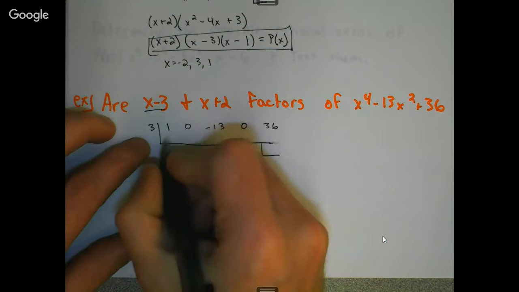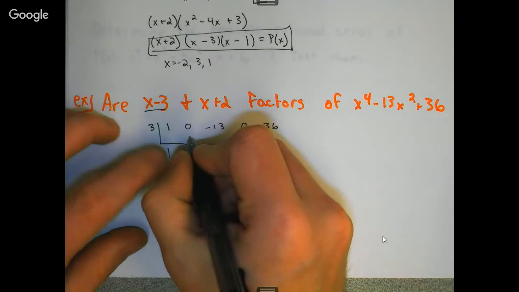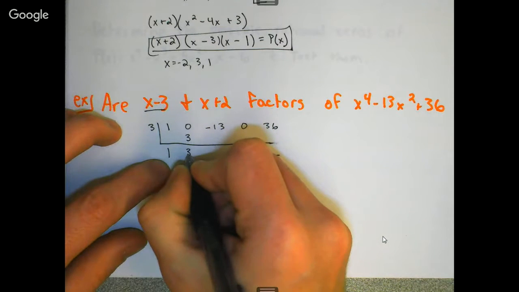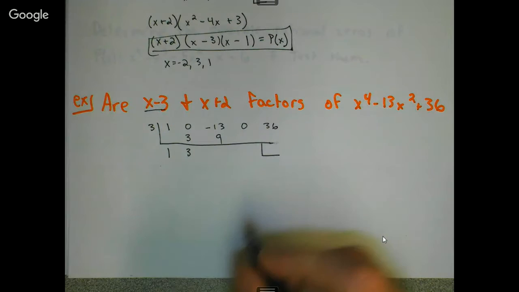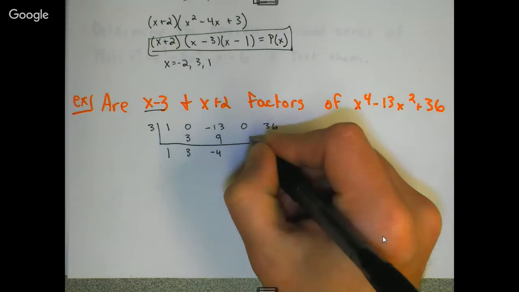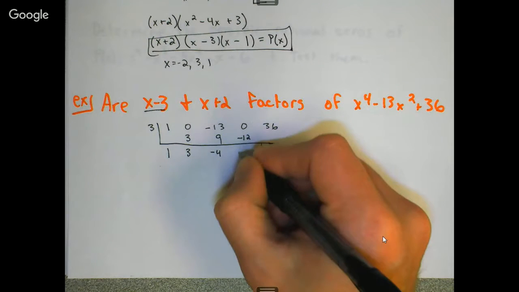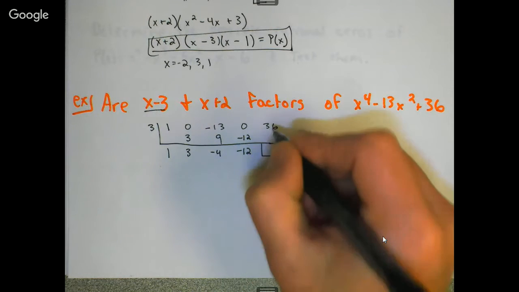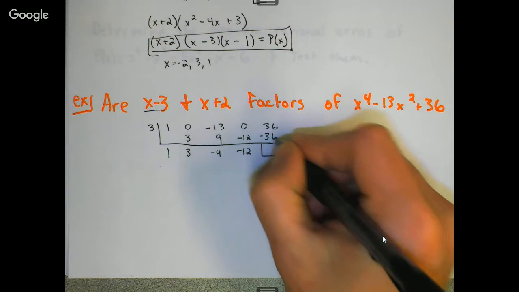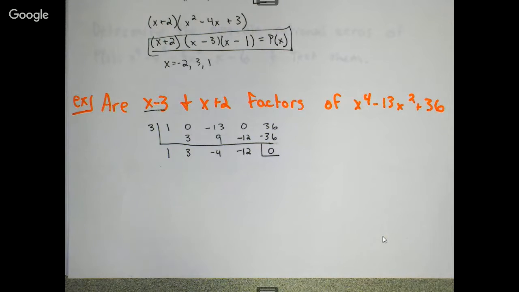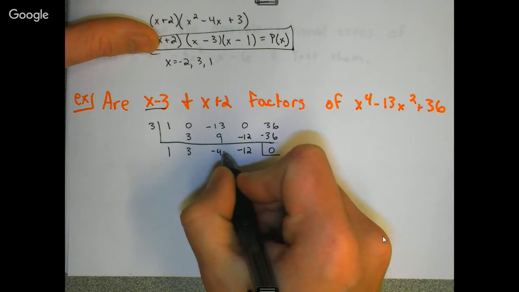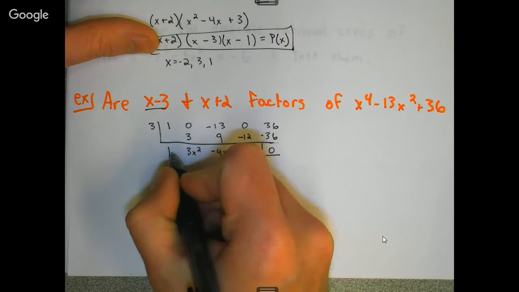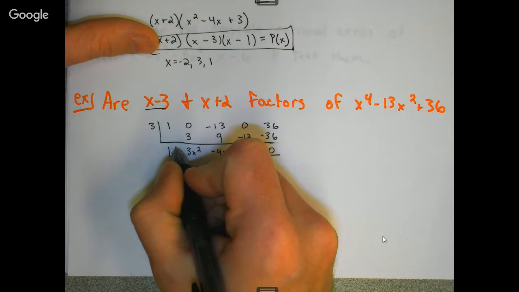All right, so we'll bring down the 1. We'll multiply 3 times 1 and get 3. We'll add straight down. We'll multiply, get 9. We will add and get -4. We will multiply and get -12. Add to -12. We will multiply to get -36, and we get 0. Okay, so what is left? So this was my remainder. That is my constant. I get x squared, x to the third.